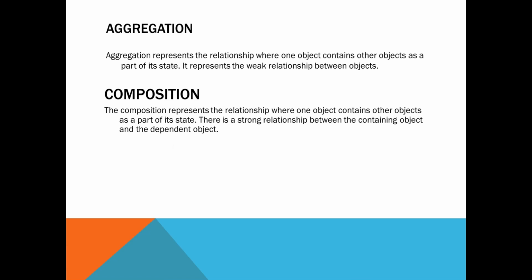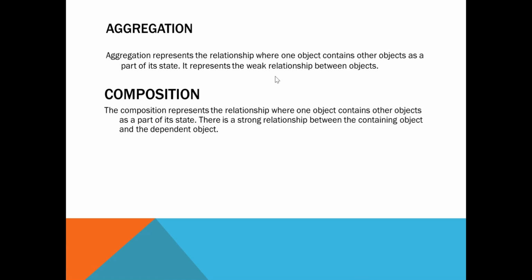Next topic is aggregation. Aggregation represents the relationship where one object contains another object as a part of its state. It represents a weak relationship between objects. It is also termed as a has-a relationship in Java. Like inheritance represents the is-a relationship. It is another way to reuse objects.